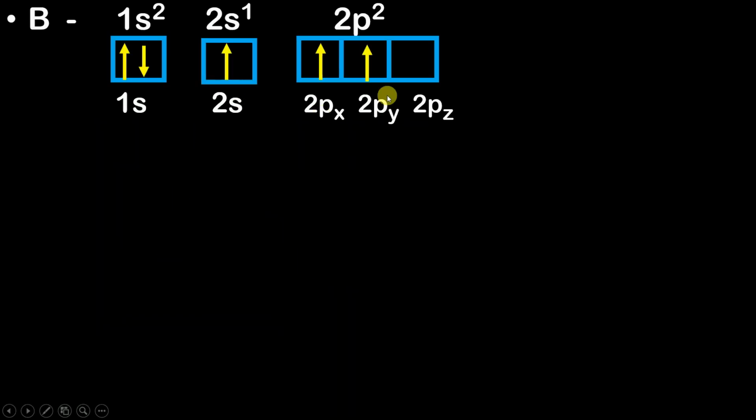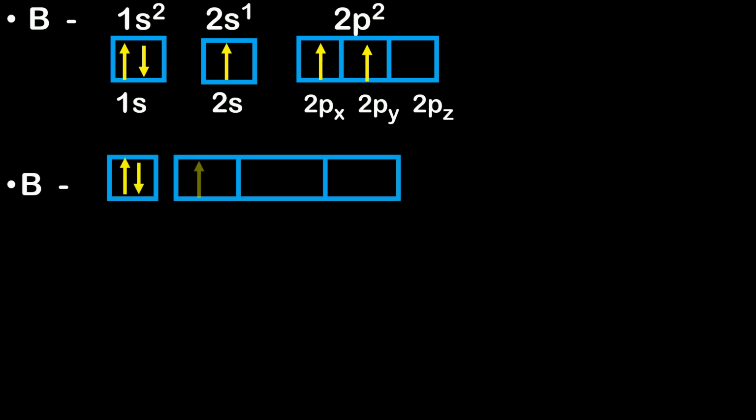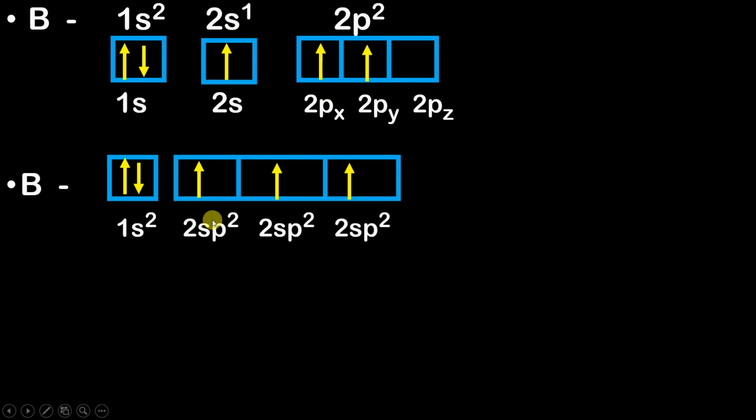Now what is going to happen is that this 2s orbital is going to get combined with the 2px and 2py orbitals. Since it gets combined with 2px and 2py orbitals, it is going to form hybridized orbitals. As you can see over here, 3 pure orbitals are combining. Therefore, we are getting 3 hybridized orbitals, and this 1s2 as it is, and the name of the hybridized orbitals will be sp2, sp2, sp2.